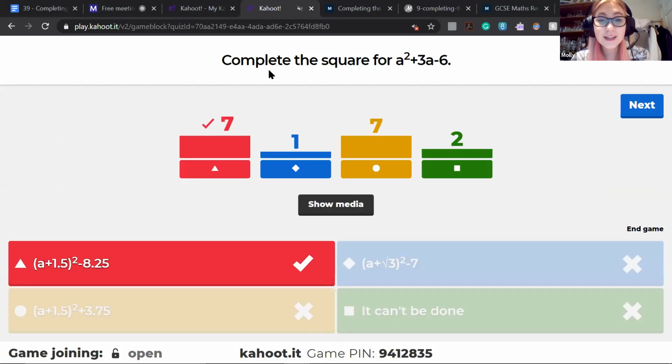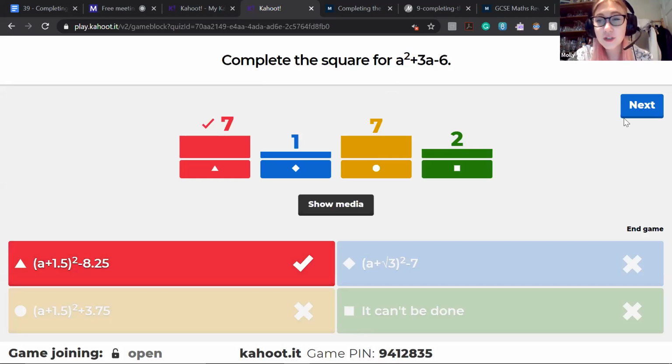Okay, awesome. So the good thing here is, even though a lot of people went for this one here, you could see that it was a plus 1.5. So that's a fantastic start. What we have to do there is, when we expand this, it'll be a plus 3a, and then plus whatever 1.5 squared is, 2.25. And then we have to subtract 8.25 to get that back to minus 6.